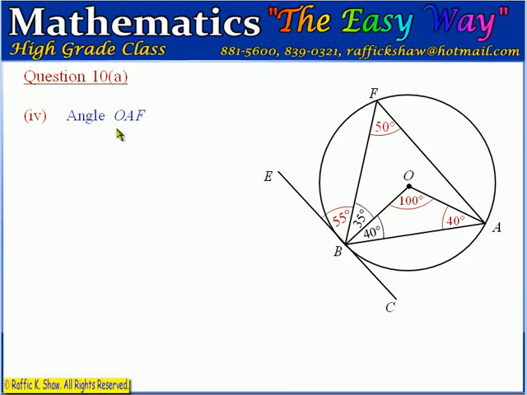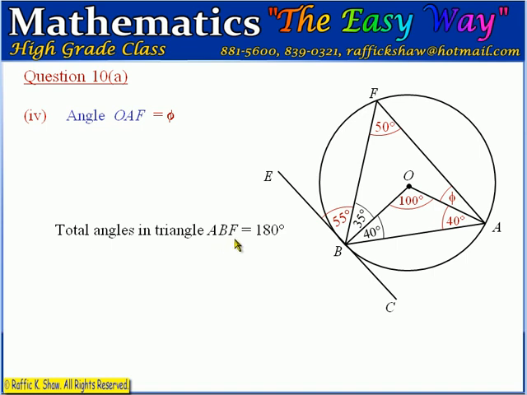Now part 4 wants us to calculate angle OAF. Angle OAF, that's this angle over here. And let's call that angle phi and show that angle on the diagram. There are several ways we can find this angle, and in the solution book you'll find one method presented, and I'll use a different method in this solution. What we will do is look at the total angles in this triangle ABF. The total angle in this triangle ABF is 180 degrees, and we can use that as the basis for finding this angle phi.